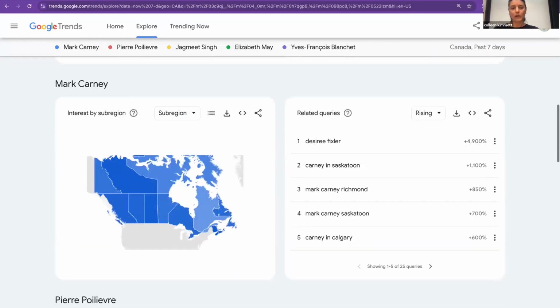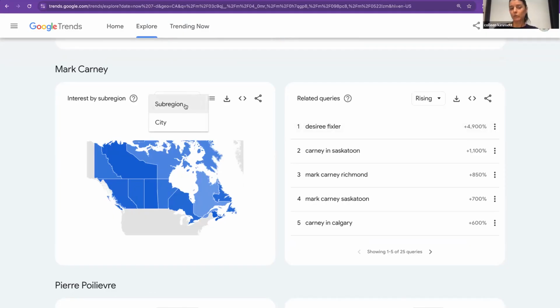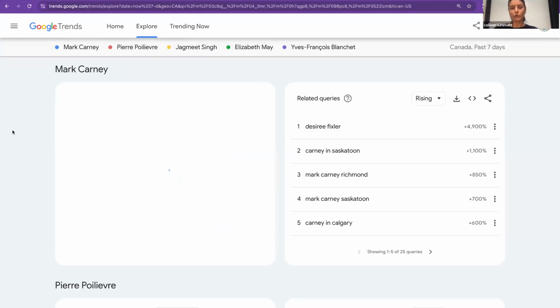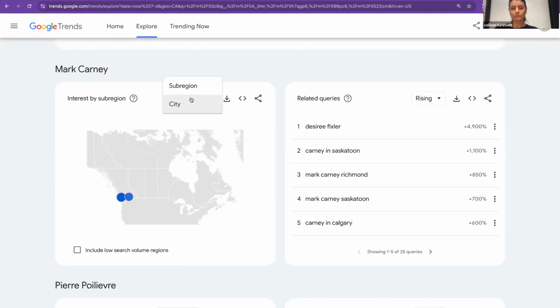And then here is where you see a breakdown per search term or topic, so per candidate. So here we have related queries. And here is where we can't see a city view in terms of what's trending now, but we can see a municipal view for a particular search term or topic on the Explore page. So we're seeing Carney getting a lot of interest in Picton and Parksville in BC over the past week.